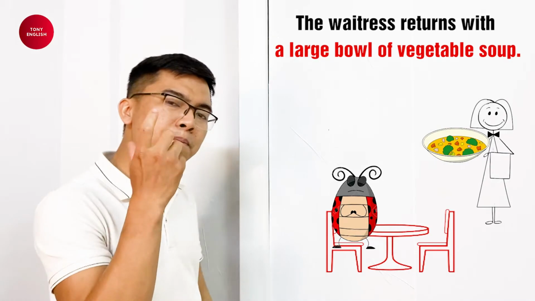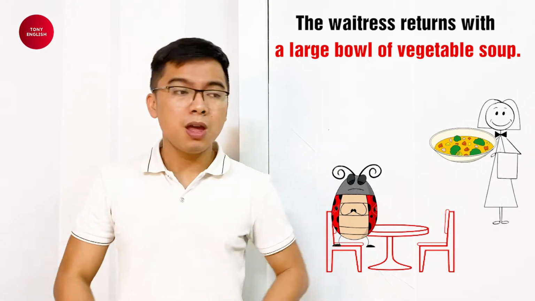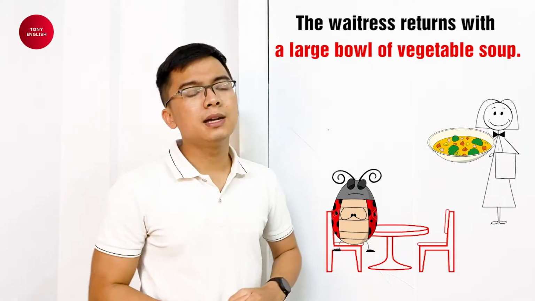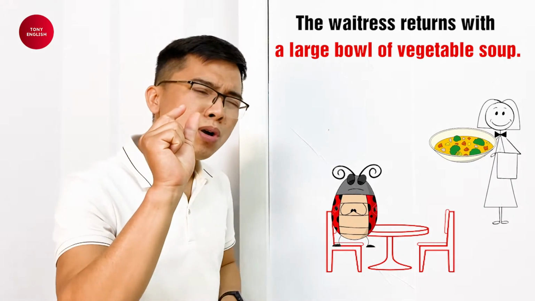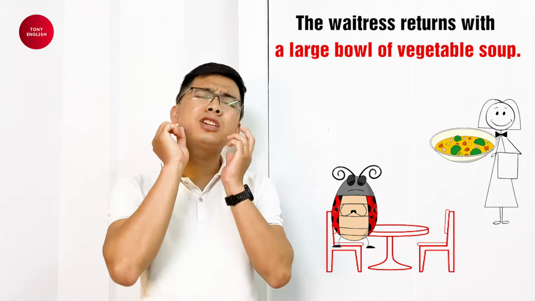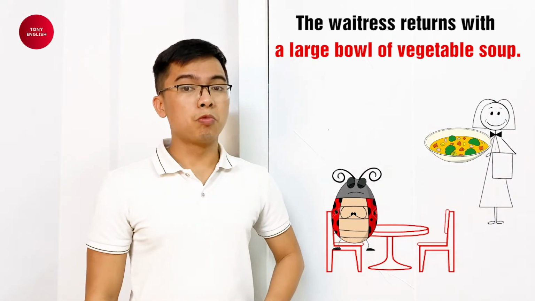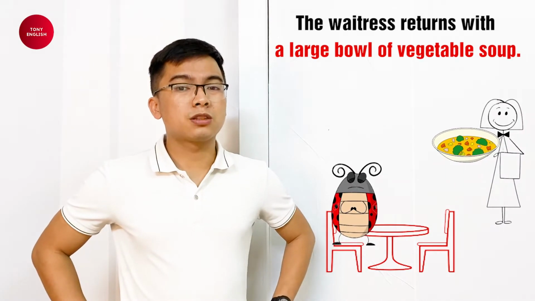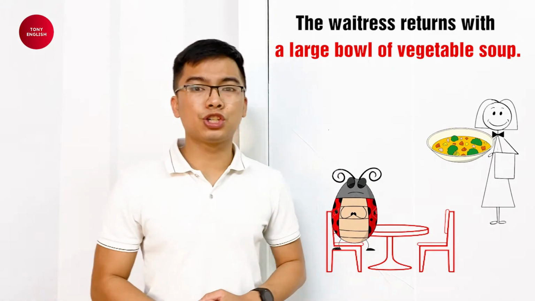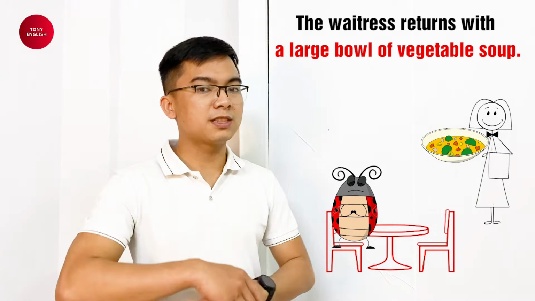Is this a tiny bowl? No, not just a tiny bowl. It's a large bowl of vegetable soup. Is this a very small bowl of soup? No, it's not just a small bowl. It's a large bowl. So what did the waitress return with? A large bowl of vegetable soup. The waitress returned with a large bowl of vegetable soup.